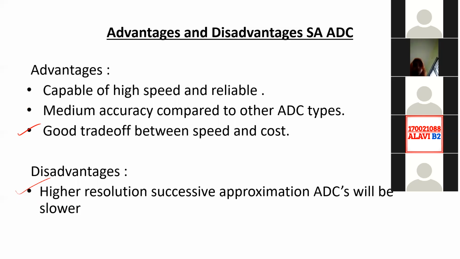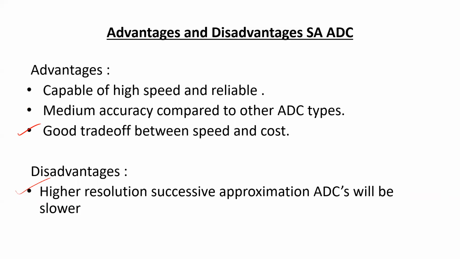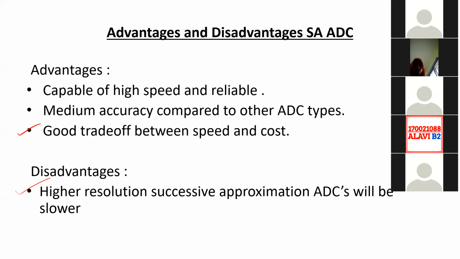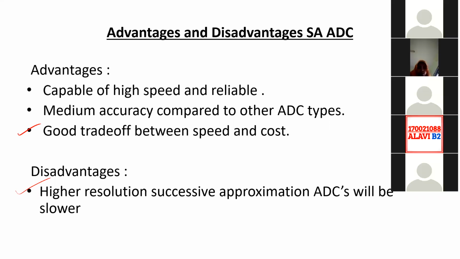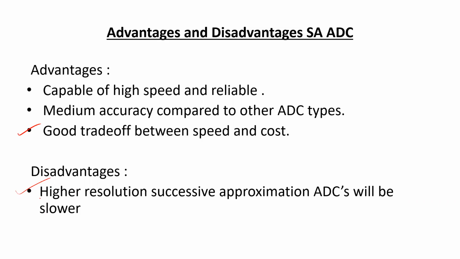Sir, I have a question. Yes. When we are talking about ADC or DAC, is it not more flexible or logical to use the quantization error term instead of resolution? Yes, I have also mentioned that, right? So in case of quantization error, you can say that for lower quantization error, successive approximation ADC will be slower.